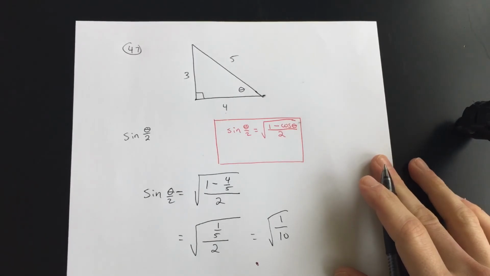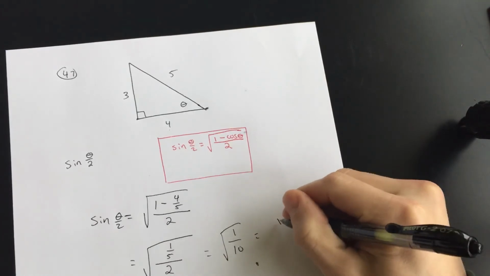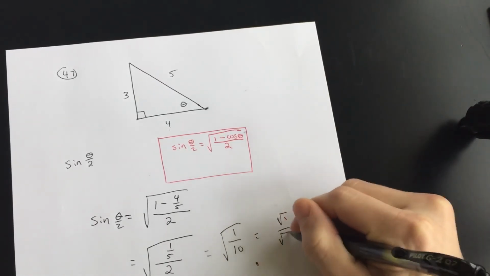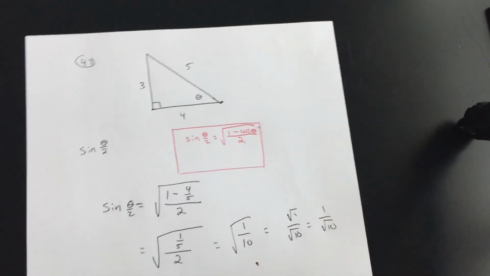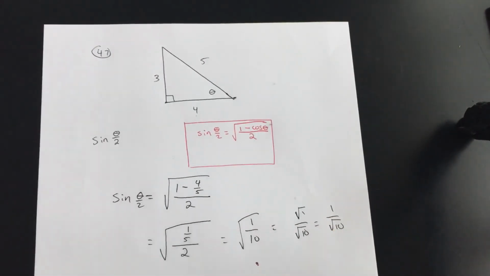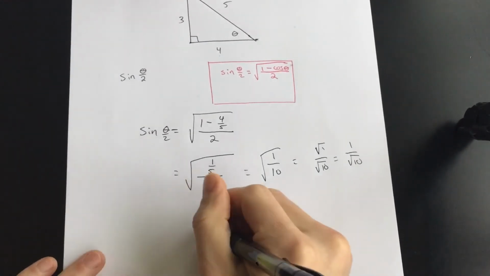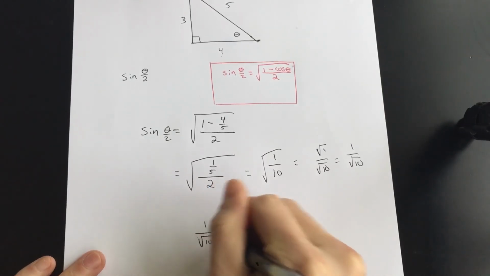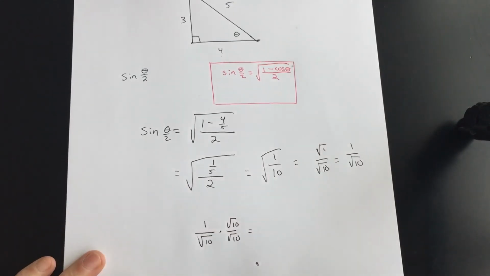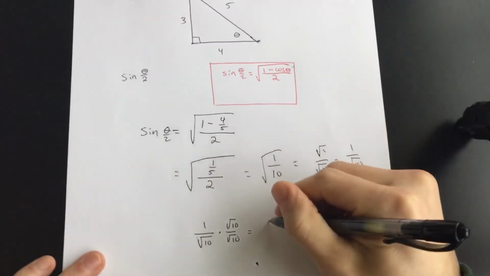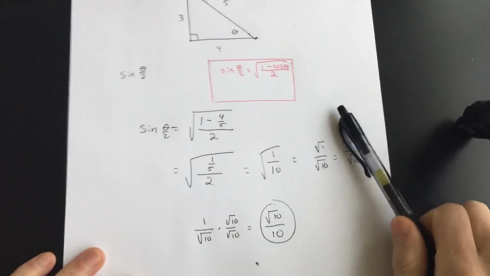Now, when I take the square root of each of these terms, I would, in fact, get the square root of 1, which is 1, over the square root of 10. Now, naturally, that answer is not rationalized. So we're going to look to rationalize this final answer. To rationalize it, we can take 1 over radical 10 and multiply top and bottom by radical 10. This would simplify to be radical 10 over 10. And that is our final answer.